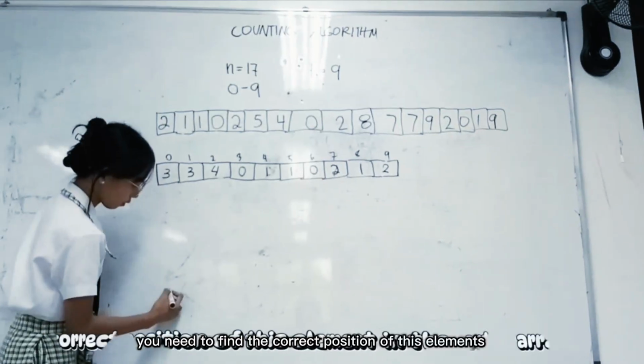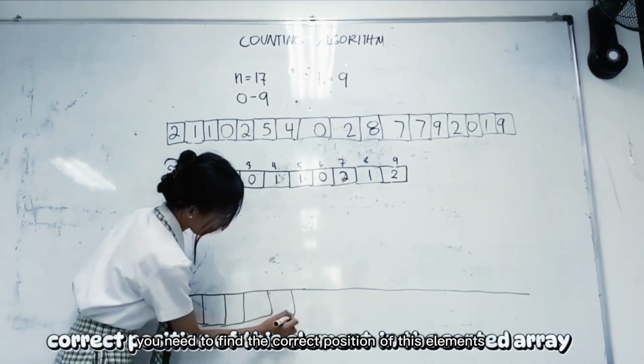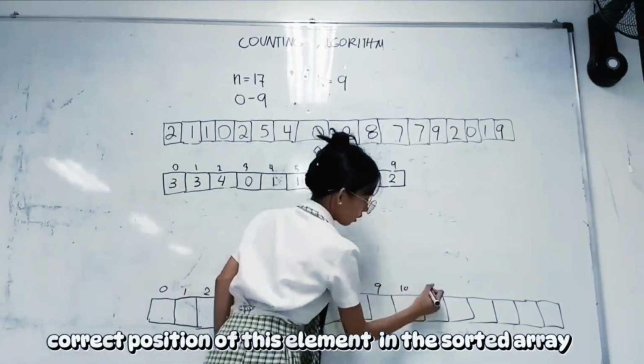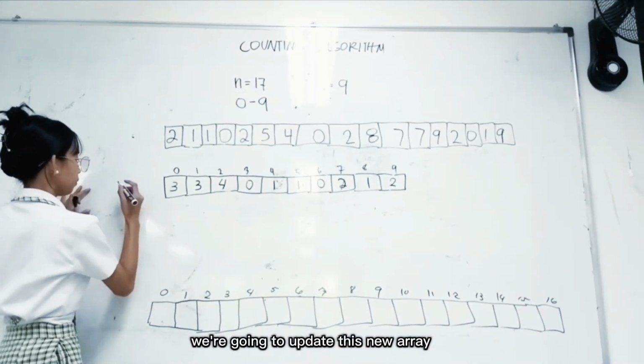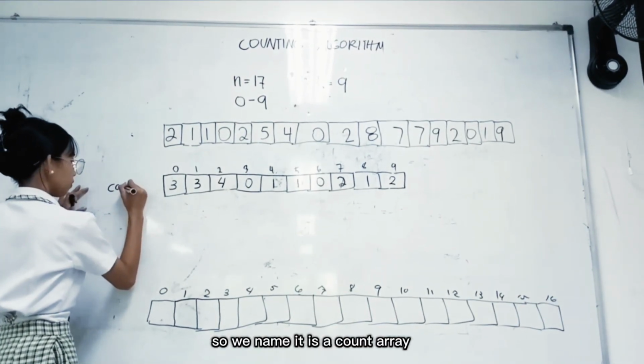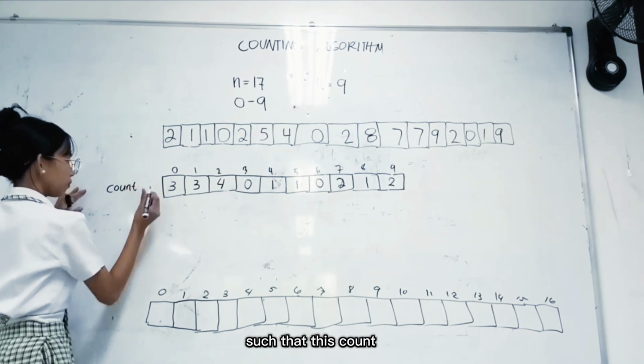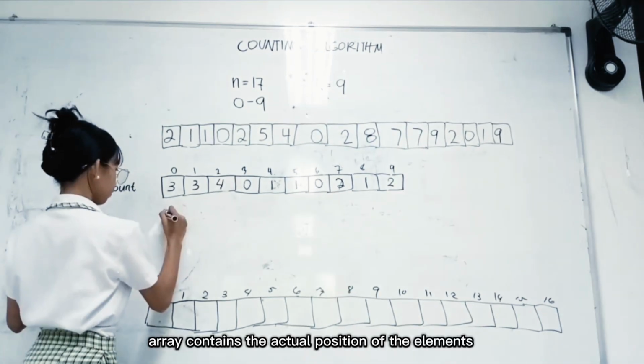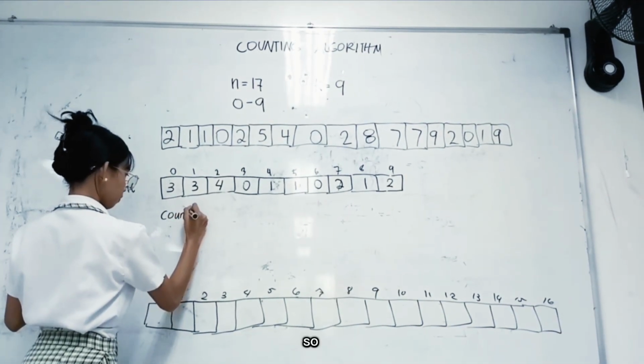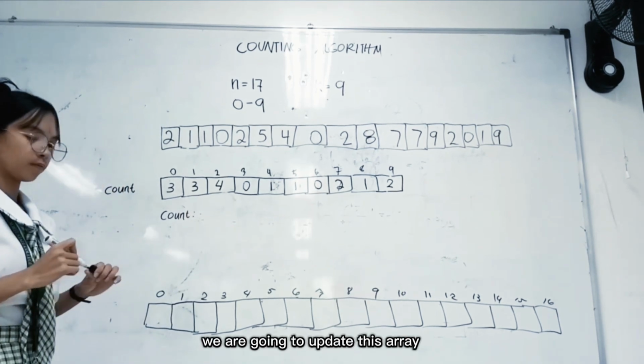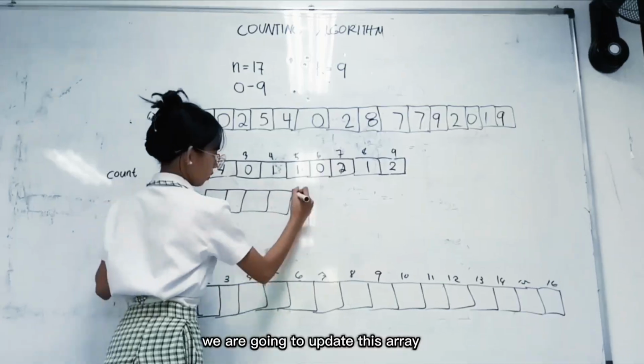After counting, you need to find the correct position of these elements in the sorted array. So we are going to update this new array, which we name the count array, such that this count array contains the actual position of the elements. So how are we going to do that? We are going to update this array.